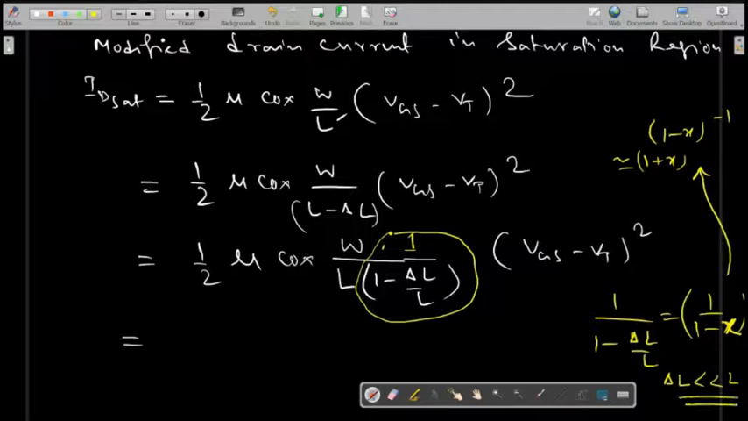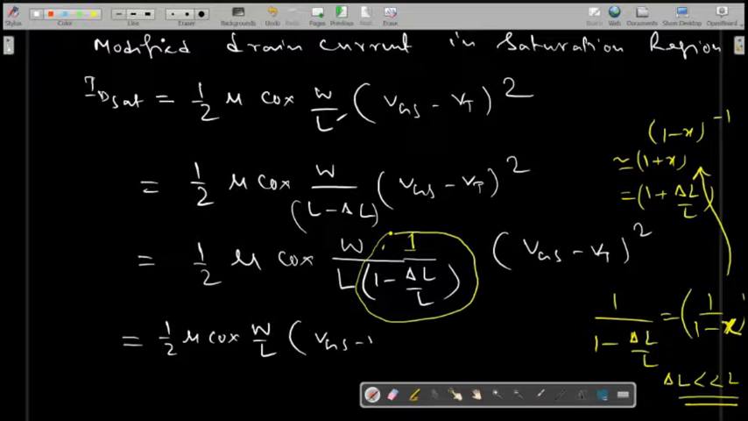So we can write that 1 by 1 minus X is nothing but 1 plus X. That means 1 plus X means 1 plus delta L by L. We can write it in this way. So this equation we can write in the modified version: half of mu COX W by L into VGS minus VT square into 1 plus delta L by L.